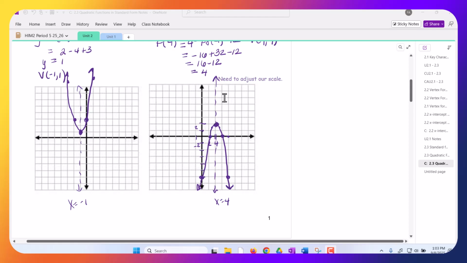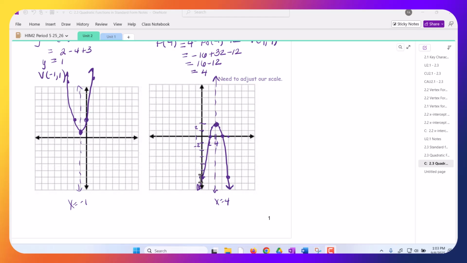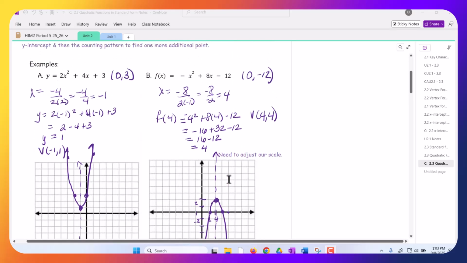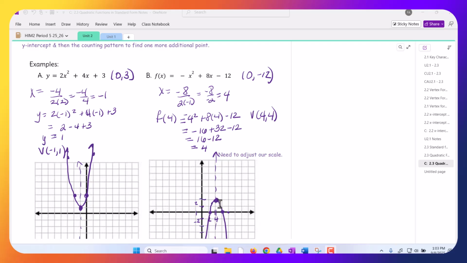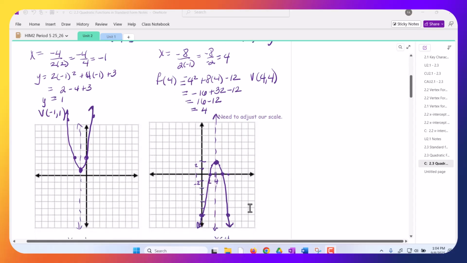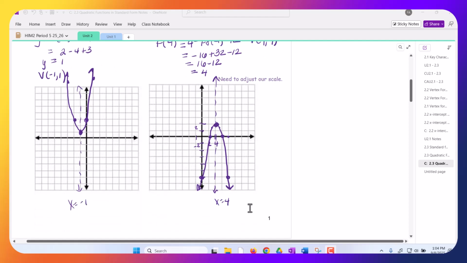I can use symmetry here now that I have my axis of symmetry to find the symmetric partner for my y-intercept. And I can use my counting pattern. It's a little tricky here. Over 1 is just halfway. And down 1 is just halfway. Over 1 is just the remainder of that half. And then I would go down 1, 2, 3. And then I would use symmetry and then connect those dots to produce the graph.